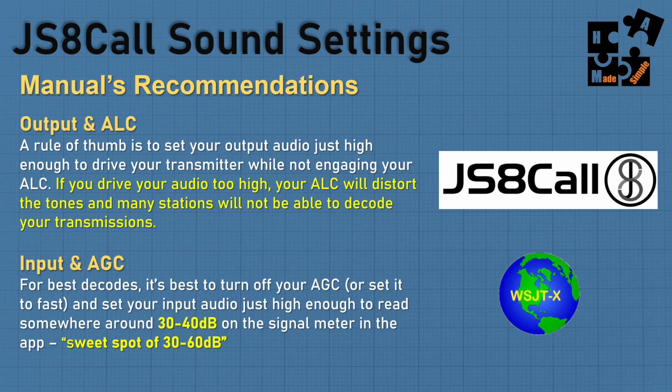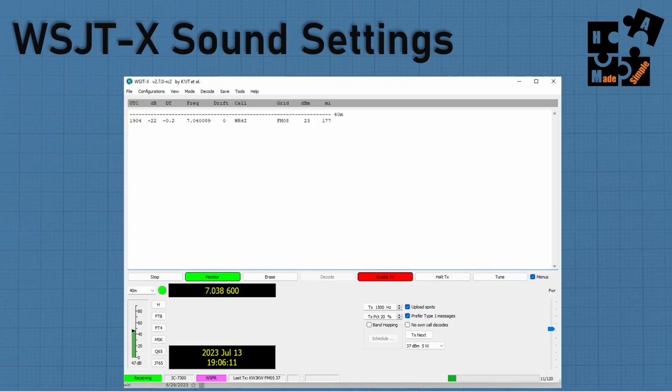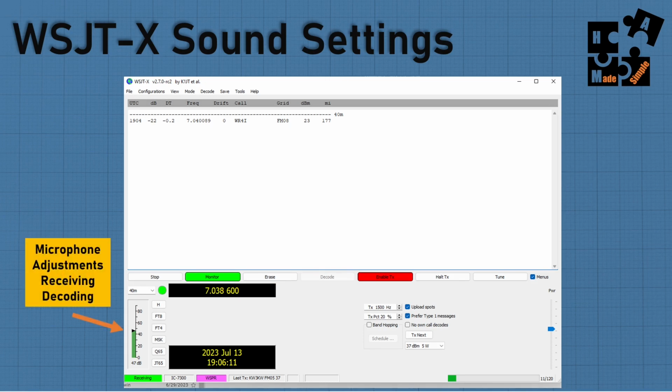And the sweet spot is between 30 and 60 decibels on the left side, I'll show you here in just a second, of the software app. Typically, I'm going around 50, 55. You can find out what works best for you in order to capture the signal and have it decode correctly. So when I talk about the left side in here, this is the microphone adjustment, receiving, decoding. This and JS8Call are pretty much identical, pretty much built off the same type of platform.